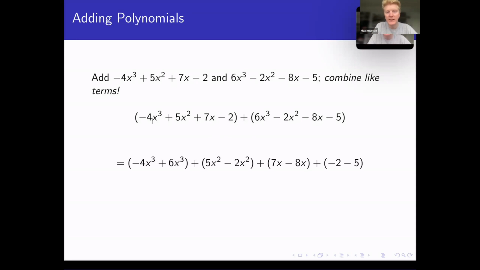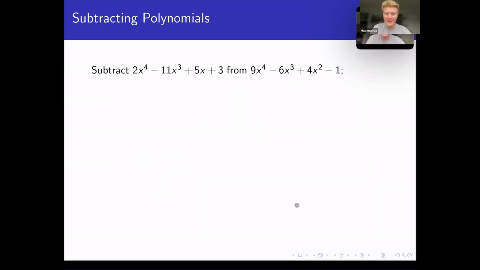Okay, well, negative 4x cubed plus 6x cubed, that's going to be 2x cubed. 5x squared minus 2x squared is going to be 3x squared. 7x minus 8x will be negative x. Negative 2 minus 5, negative 7. Okay, if you can jump from this line down to this line by just combining in your head, that's totally fine. I'm just showing you what's happening in that intermediate step. So don't feel like you have to do this. If it helps you, you should combine and regroup, but this is the step I'm looking for. Okay, so adding, kind of straightforward.